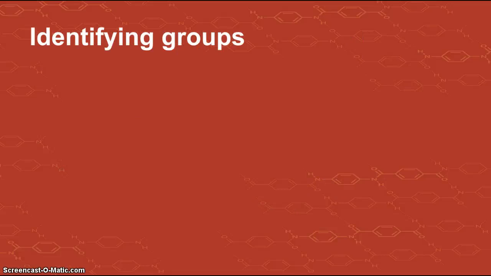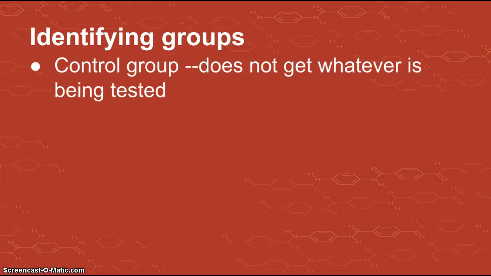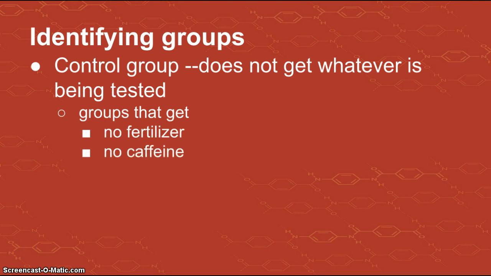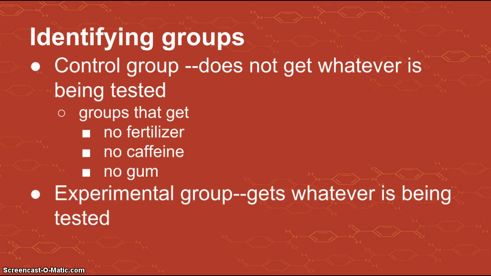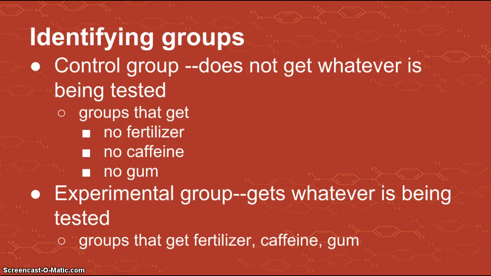We also need to identify the two groups in a controlled experiment that we will be testing. A good controlled experiment has a control group, and most experiments do, not all, but most. This is the group that will not receive whatever the independent variable is, whatever is being tested. So these would be the groups that get no fertilizer, no caffeine, or no gum. The experimental groups are the groups that get whatever is being tested. So in our examples, these would be the groups that get fertilizer, caffeine, and gum.